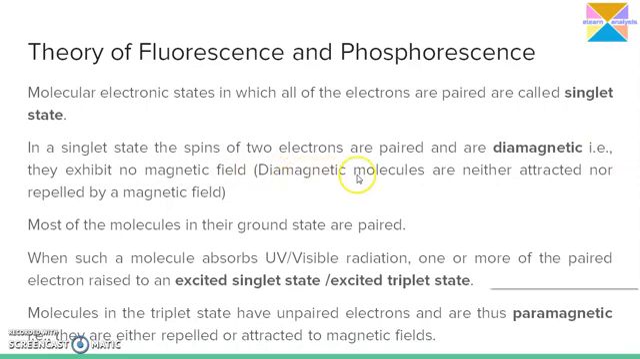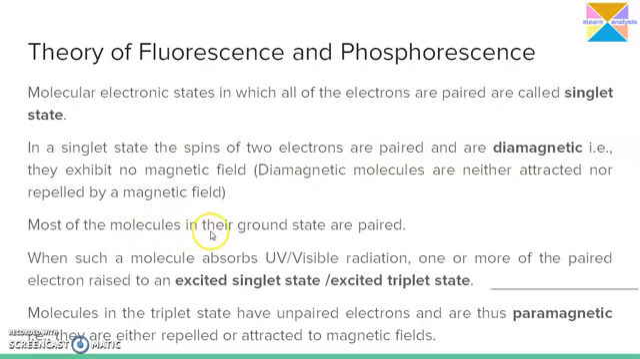So for diamagnetic molecules, if this spin is a paired spin, then the molecule as a whole is diamagnetic, rather they do not exhibit any magnetic field by themselves. If they are not exhibiting any magnetic field by themselves, they are neither attracted nor repelled by the external magnetic field. So we call them diamagnetic. That happens in the singlet state where the spins of two electrons are paired.